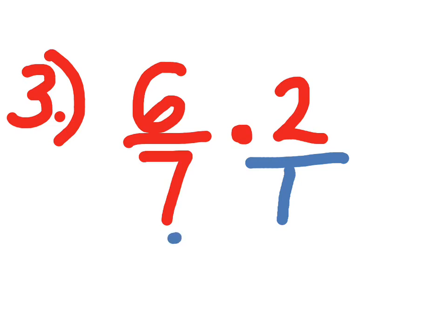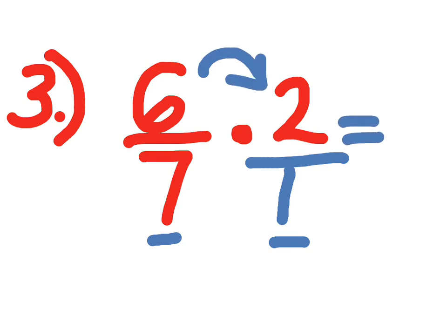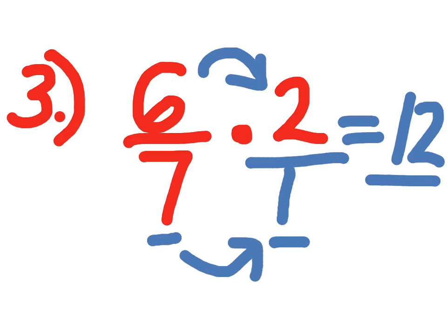Now our first number is a fraction and our second number is already in fraction. Now we are ready to multiply. So 6 times 2 is 12 and 7 times 1 is 7. So our answer is 12/7.